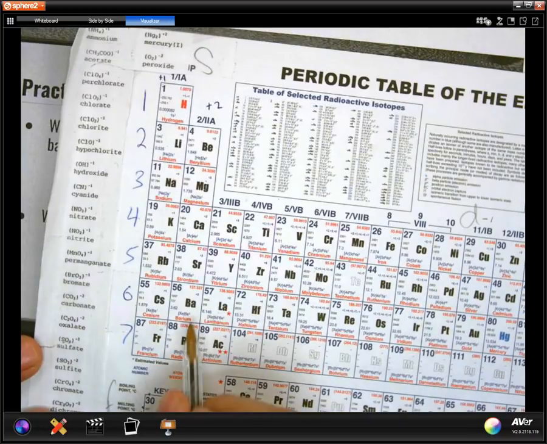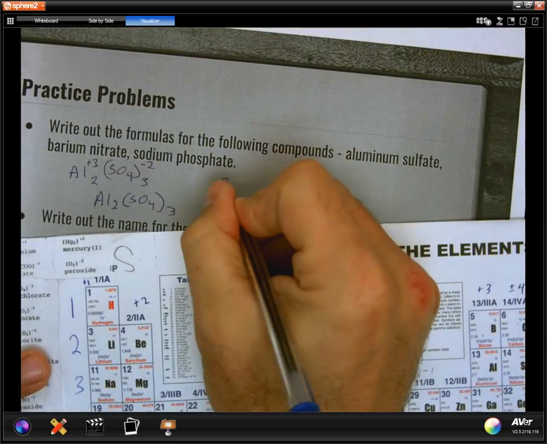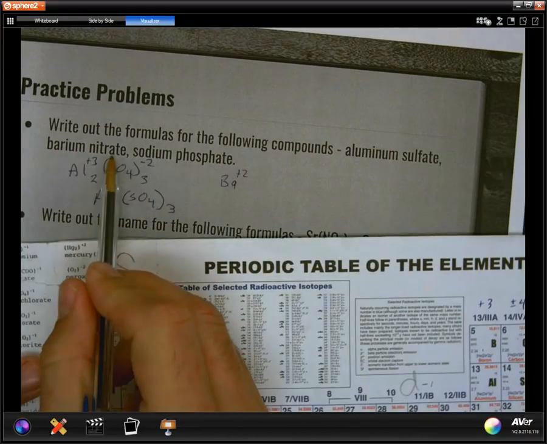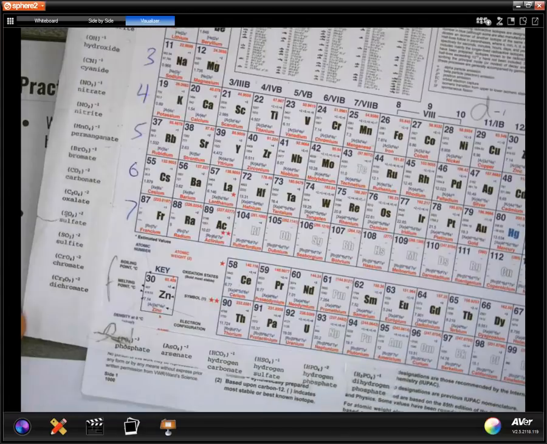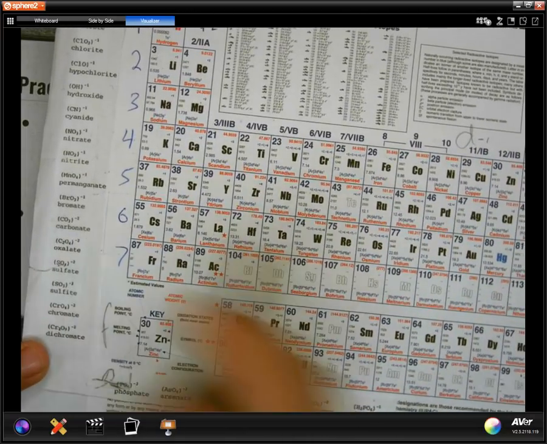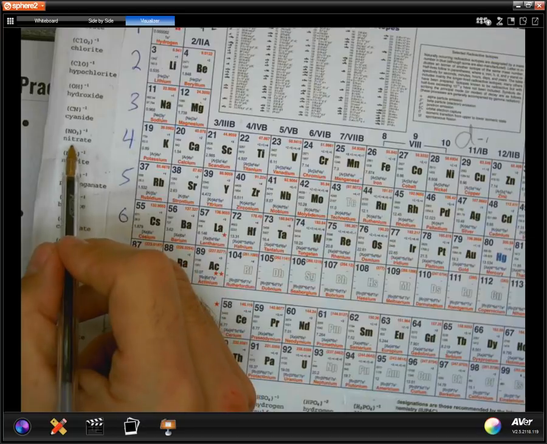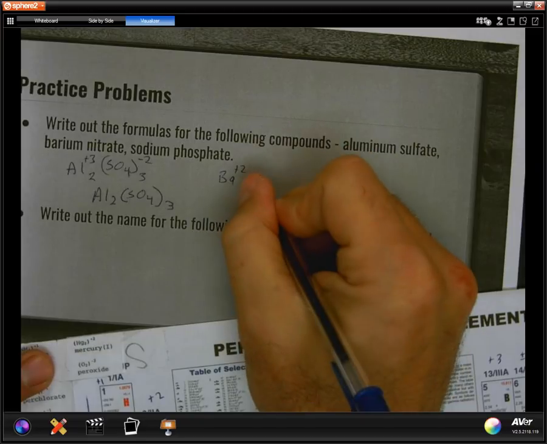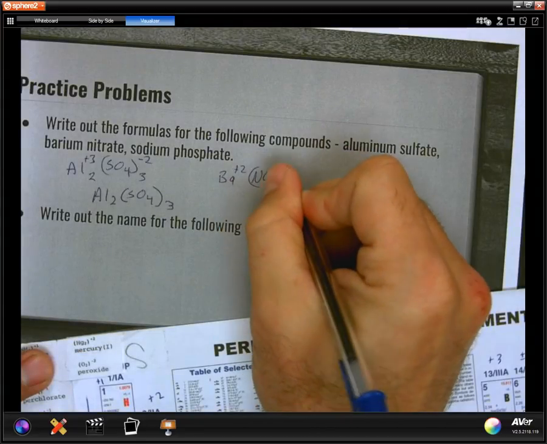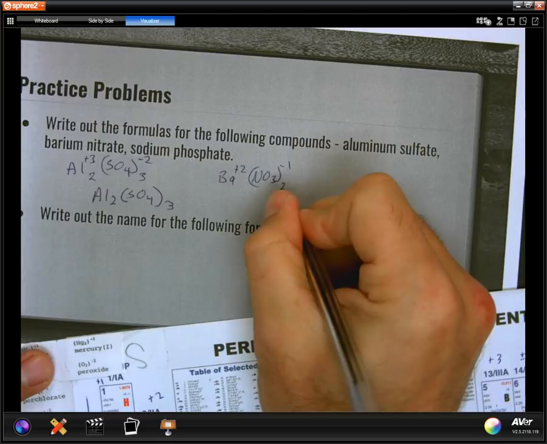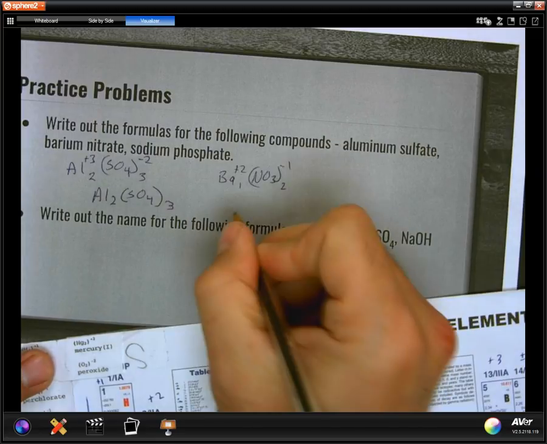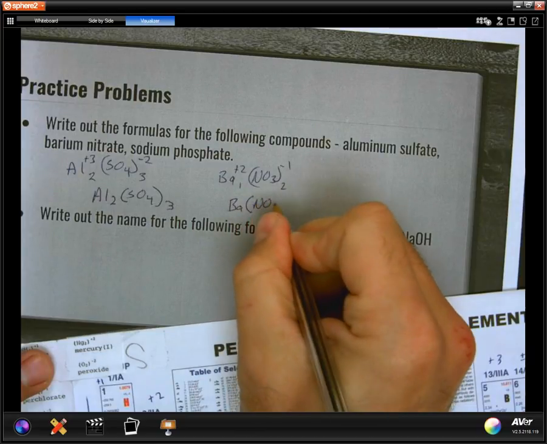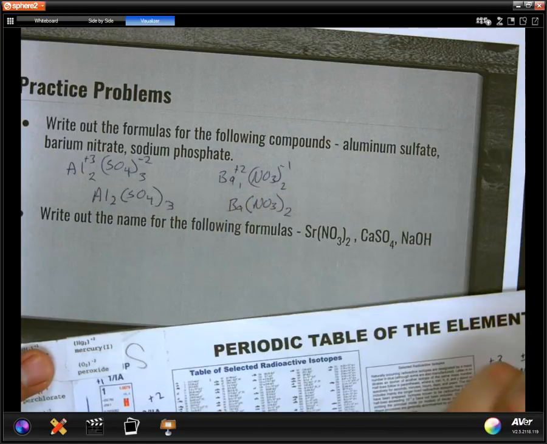Barium nitrate. Barium is Ba. Barium has a +2 charge. We have nitrate. So again, I am looking on the wonderful gift that Mr. Lawrence gave me. Nitrate, notice it is NO3 in the parentheses with a -1 charge. I just cross out the absolute values and then rewrite the answer, cleaning it up. I don't need that 1 there. I keep my parentheses there. And then I need 2 of those.